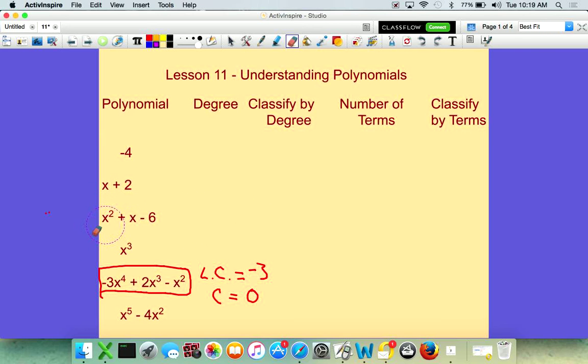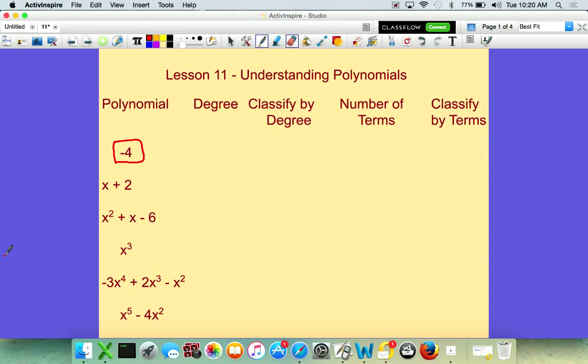What I do have up here is that we can classify these polynomials by their degree and by their terms. Degree is kind of like the exponent of each individual term. What we want to look for is that exponent, but not of the number. We want to look for the exponent of the variable. This first one, we don't have a variable. So whenever you don't have a variable, our degree is 0.